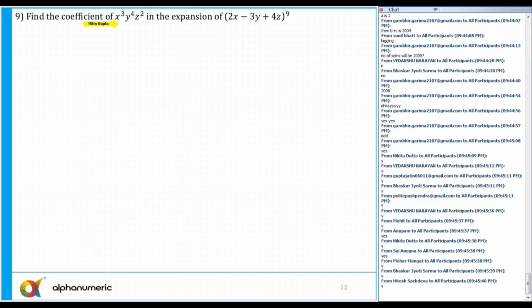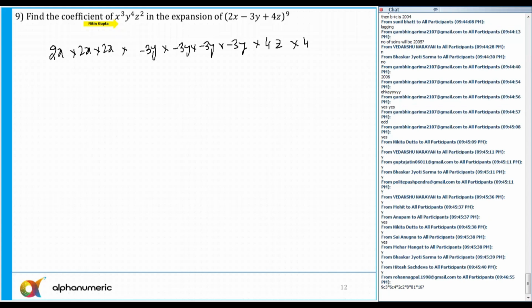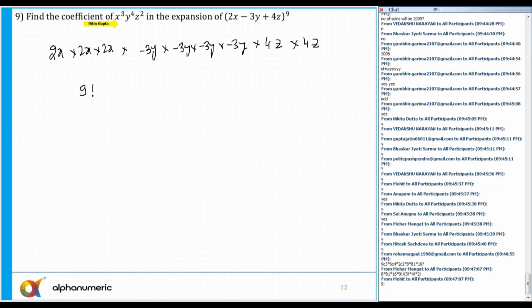So can I say that is 2x into 2x into 2x? Please tell me yes or no. Power of y is 4. So minus 3y into minus 3y into minus 3y into minus 3y. And power of z is 2, so into 4z into 4z. So total, in how many ways can I arrange them? That is equal to factorial 9 by factorial 3 into factorial 4 into factorial 2, into 2 multiplied 3 times.